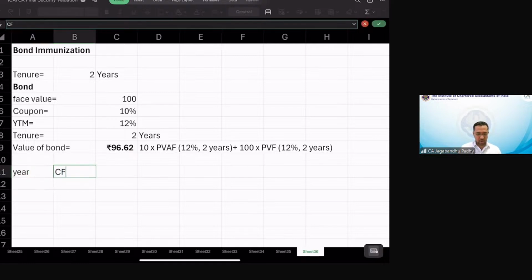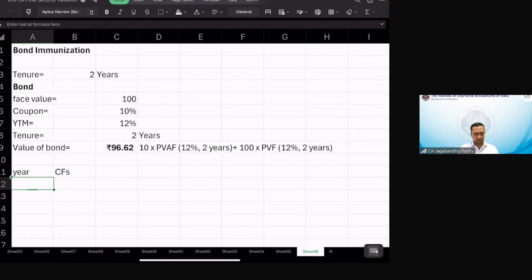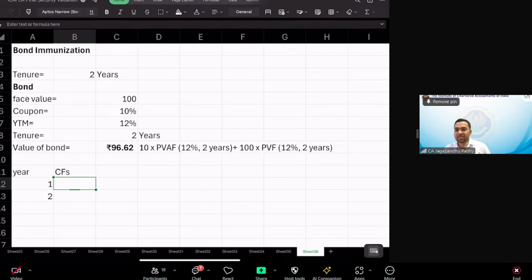Like year and the cash flows. First year, second year. So what will be the cash flow in the first year, guys? If I'm going to invest in this bond, what will be the cash flow? 10 rupees, right? And what will be the cash flow in the second year? 110. But this particular 10 rupee cash flow, do we need it in the first year?